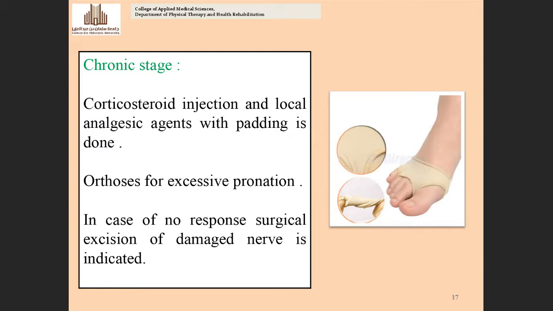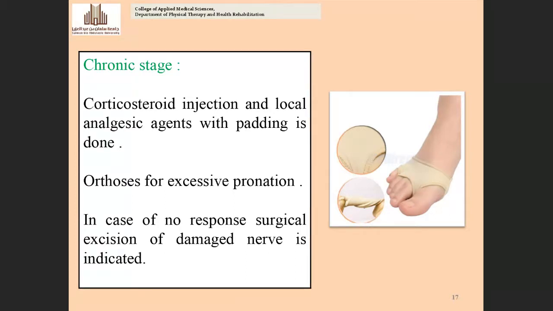So you can select the treatment according to the stage. If you find a person with chronic stage, what does it mean? The patient has pain more than 2 months. In such cases, the person is indicated for corticosteroid injections. So hydrocortisone injection and local analgesic agents with padding is done. You can see the picture how the area, the third and fourth metatarsal bone, is stabilized or supported with the help of a pad.